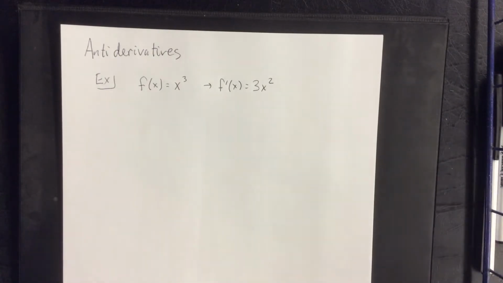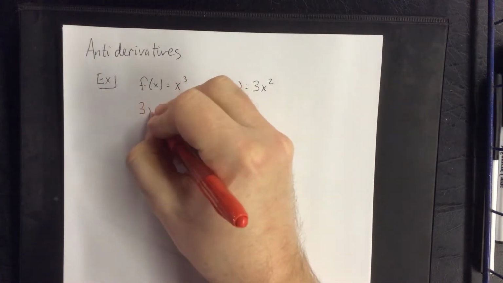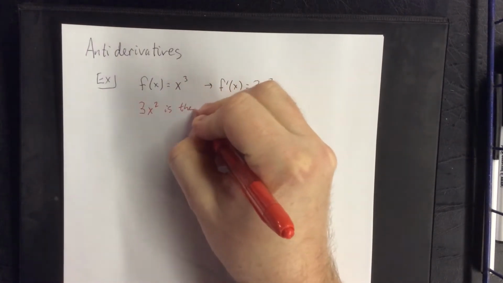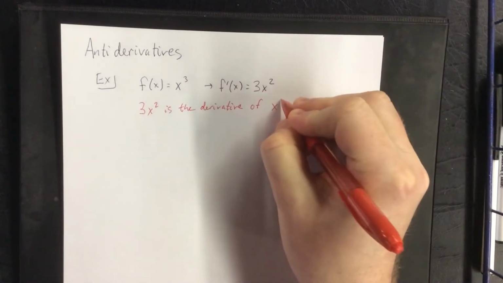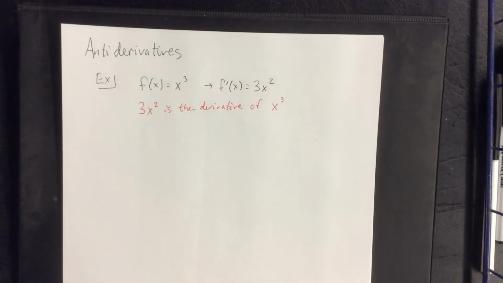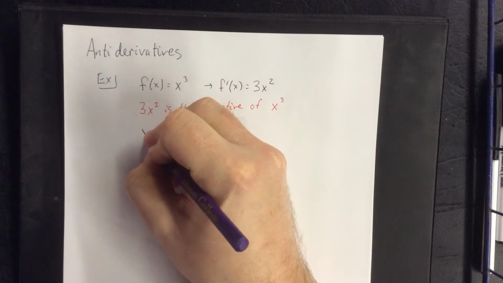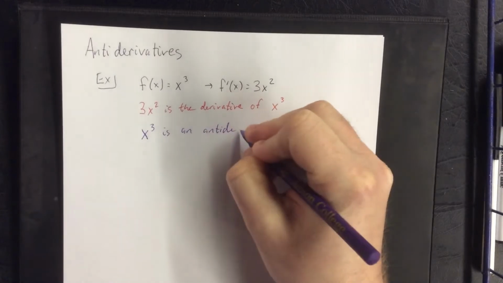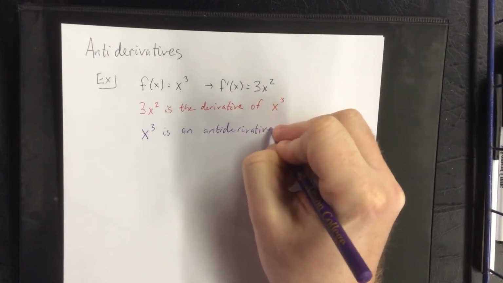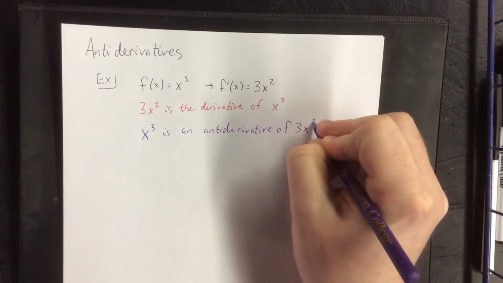So a little use of terminology for you here. We would say that with respect to x, 3x squared is the derivative of x cubed. Now, as is typical in most math classes, as soon as we learn how to do something one way, we generally talk about how to do it the opposite way. An antiderivative is, well, it's the opposite of taking a derivative. So by the same token, we would also say that x cubed is an antiderivative of 3x squared.